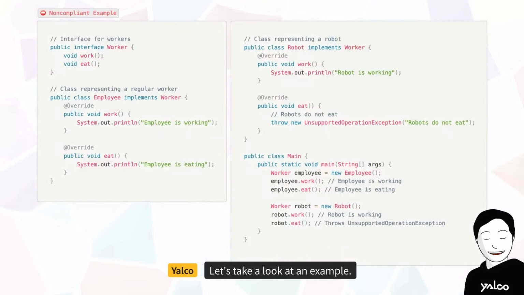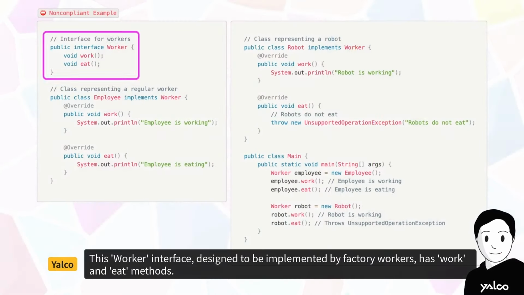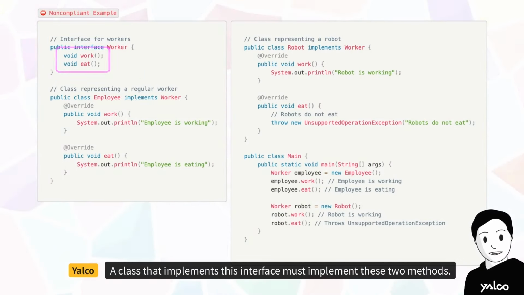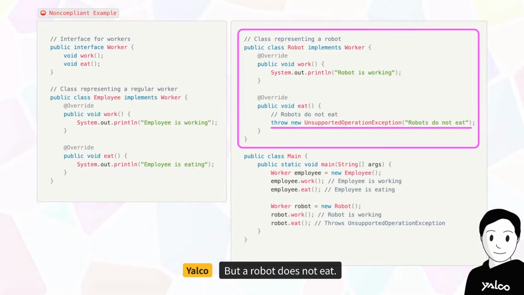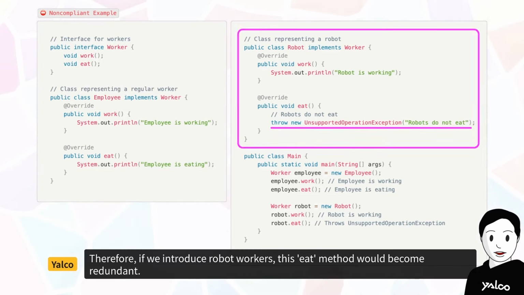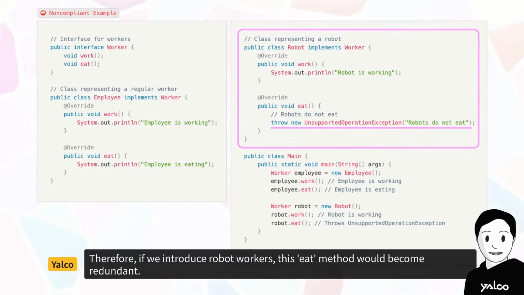Let's take a look at an example. This worker interface, designed to be implemented by factory workers, has work and eat methods. A class that implements this interface must implement these two methods. A regular human employee wouldn't have an issue performing both methods, but a robot does not eat. Therefore, if we introduce robot workers, this eat method would become redundant.